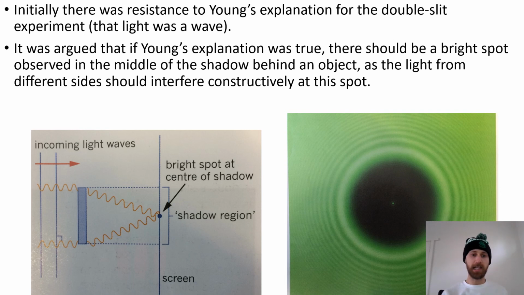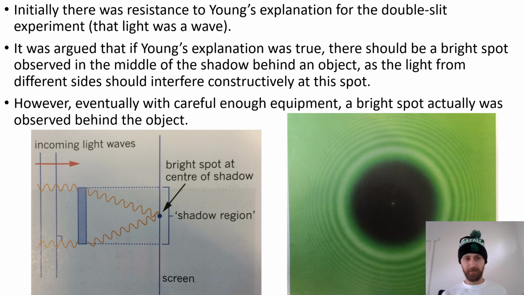So in the picture on the left, you've got light coming in, it hits some object, and that object casts a shadow area behind it where there shouldn't be any light. His opponents basically said in the center, the path difference from the top and bottom should be 0. There should be a bright spot there, and we don't really see that, so surely that can't be the way things work. However, eventually with careful enough equipment, you can actually see that there is going to be a bright spot behind an object.